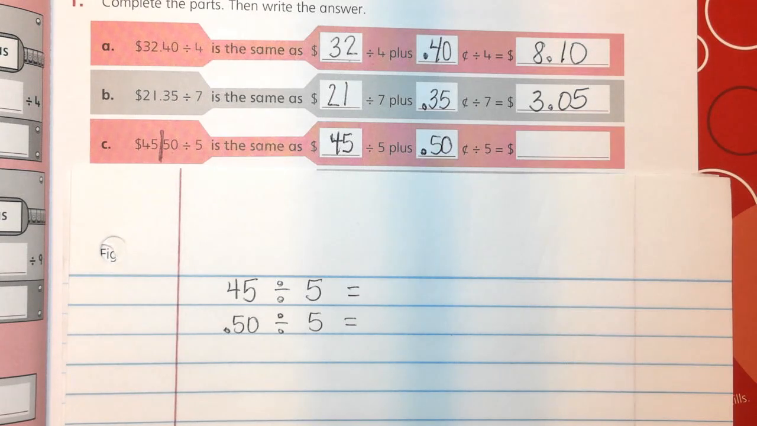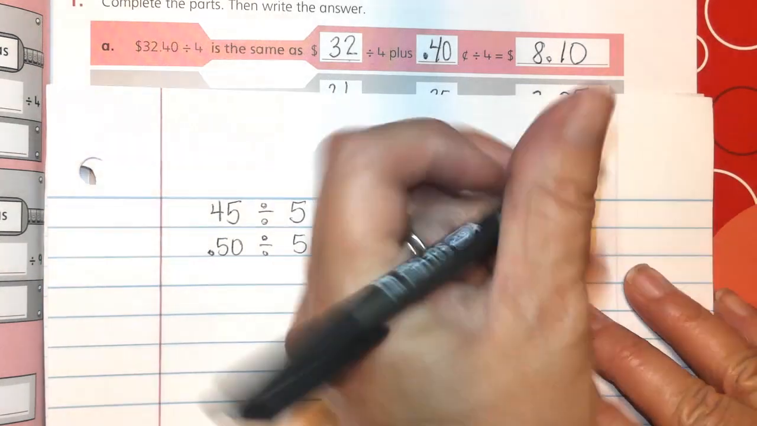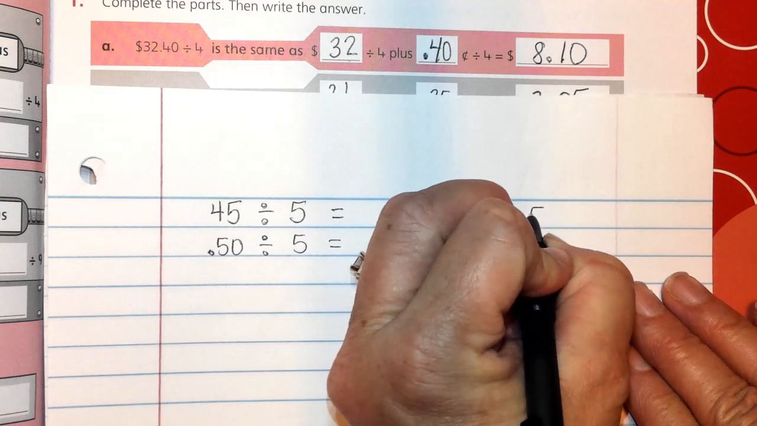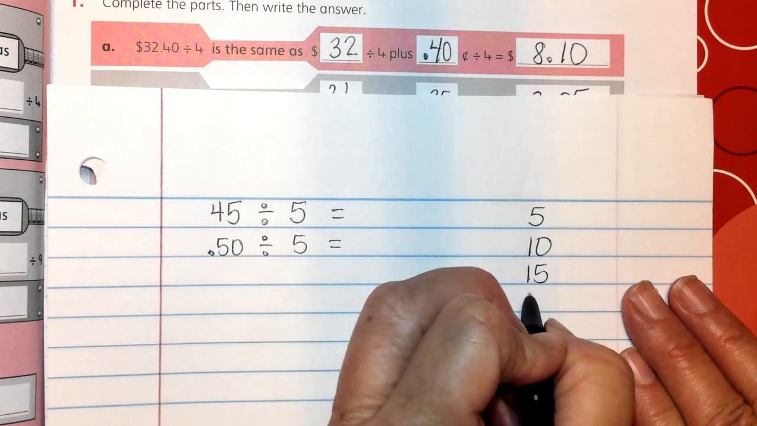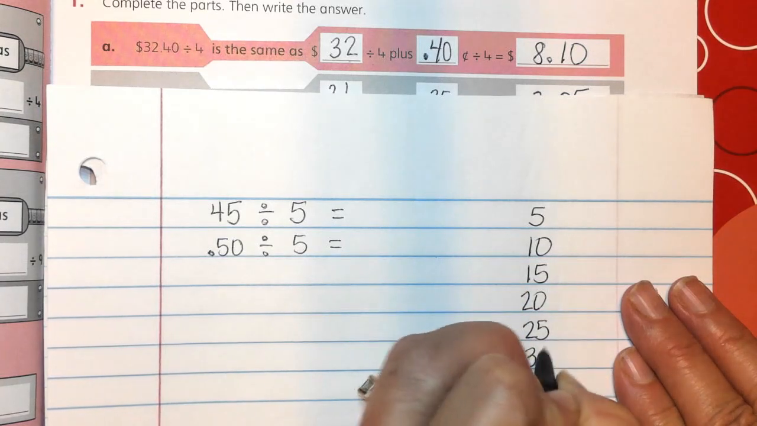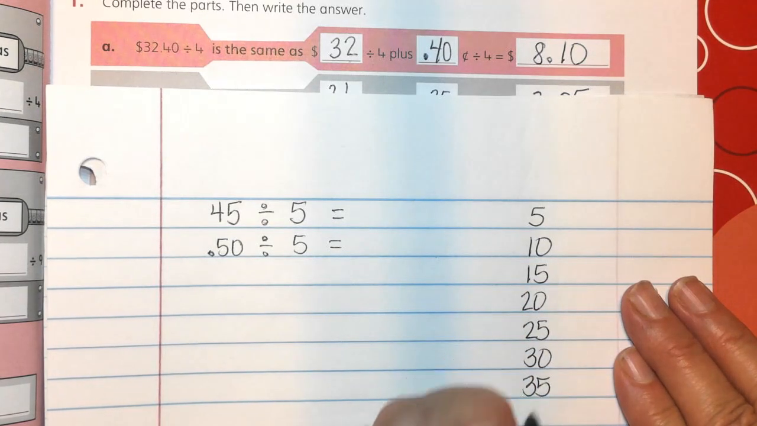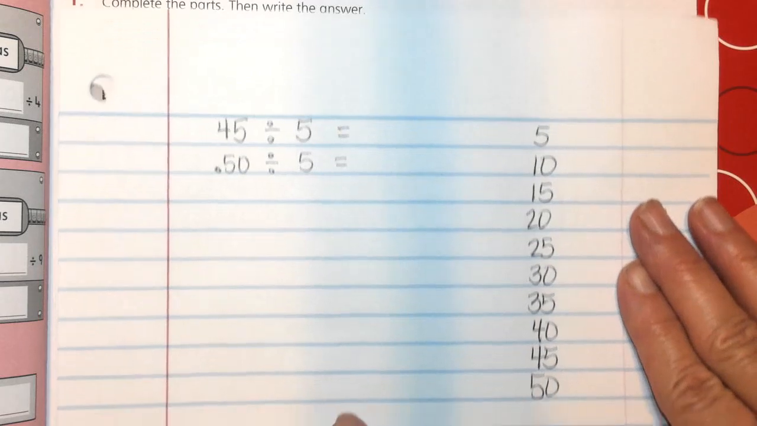Alright, you have your multiplication chart. I don't have one here, so I'm going to go ahead and find my count by 5. I'm going to count by 5s over here on the right hand side. So I have all my count bys and they're easy to get to, okay?